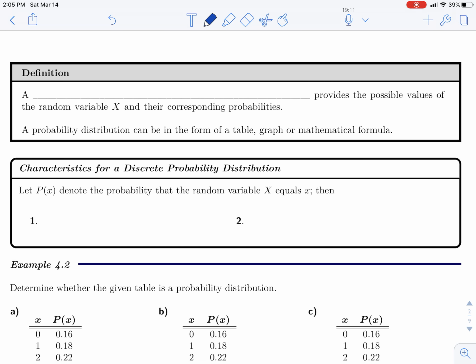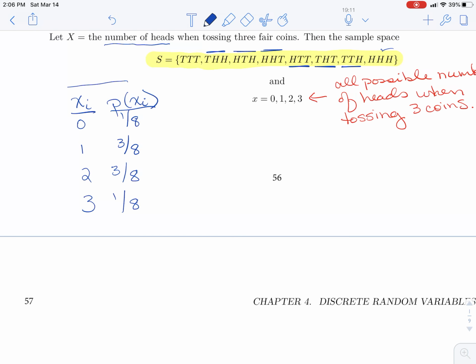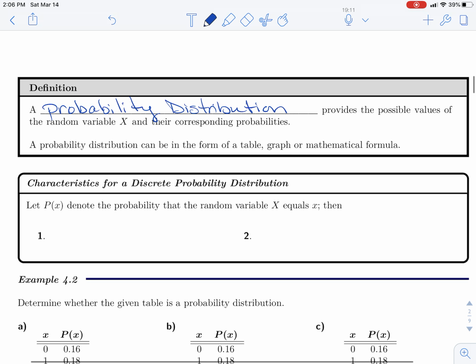So now we're going to work with what's called a probability distribution. And guess what? I'm going to scroll up. What we just did over here is a probability distribution. It provides all possible values of the random variable x and their corresponding probabilities.